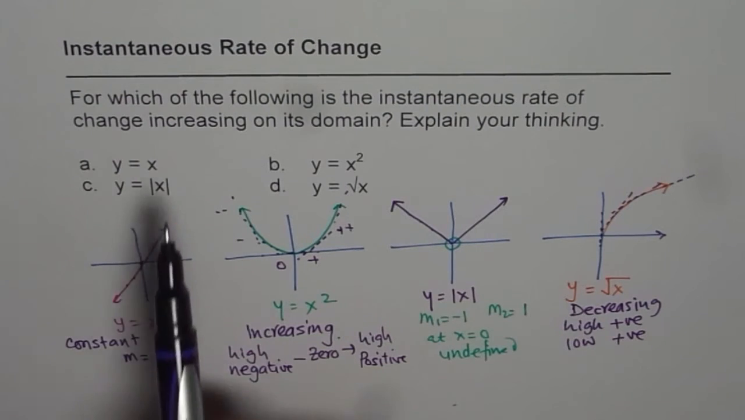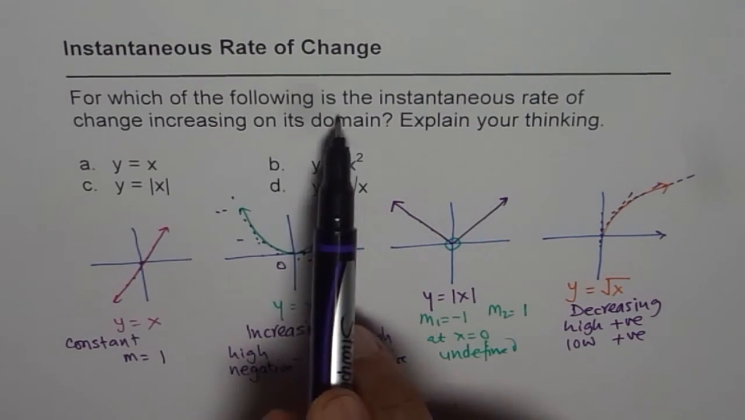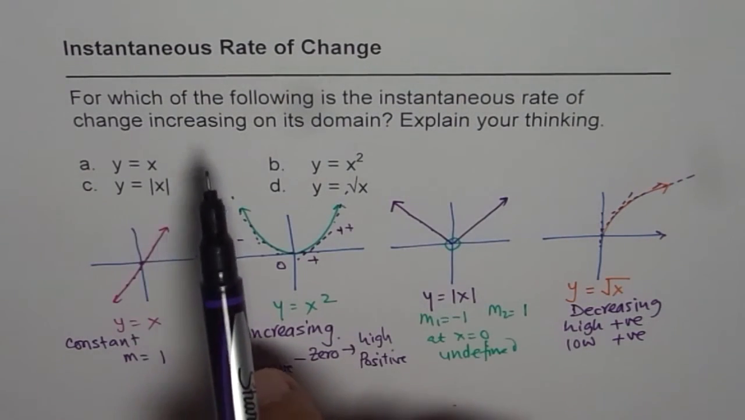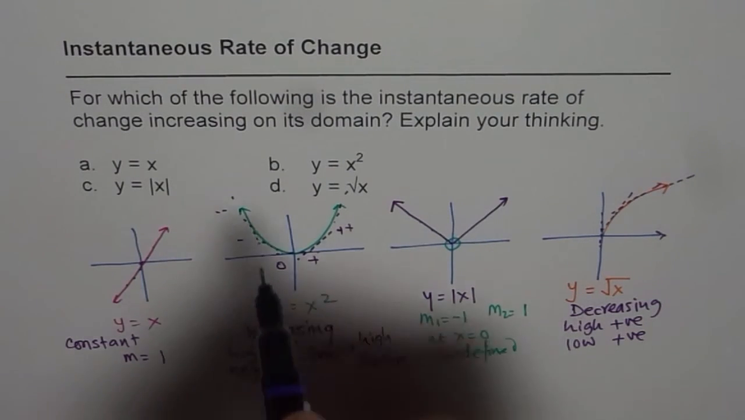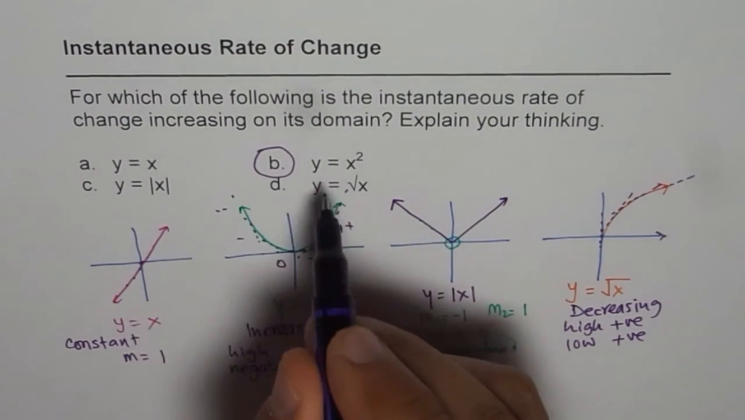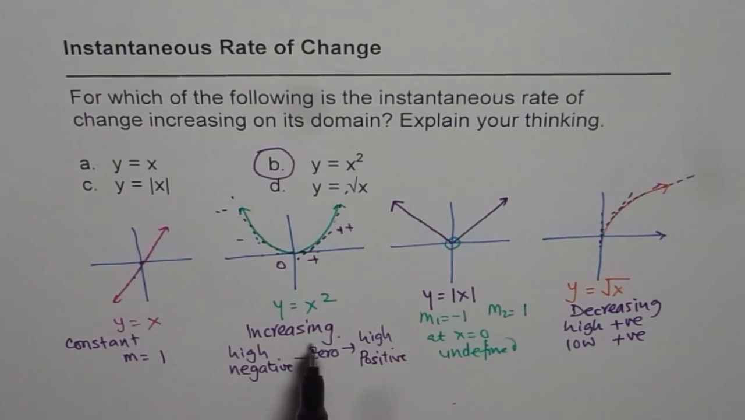Now the question is, for which of the following is the instantaneous rate of change increasing on its domain? As it is very clear from here, there is just one function, which is b, y equals x squared, where it is increasing. You see that? So that is our answer.